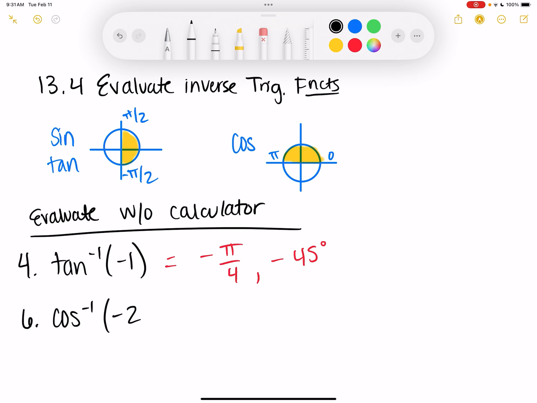Inverse cosine of -2. Okay, so cosine is the top inverse. So where's cosine -2? Quadrant 2? No, that's negative root 2 over 2, so that's not -2. Is there a -2 on our unit circle? No. So this is undefined. Okay, that makes sense. It's a trick question.